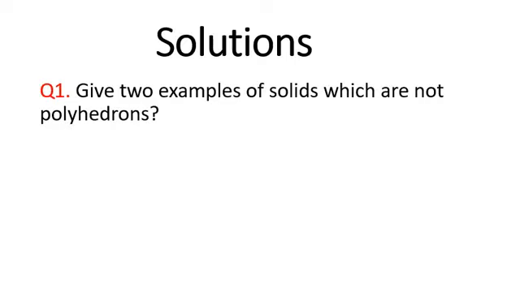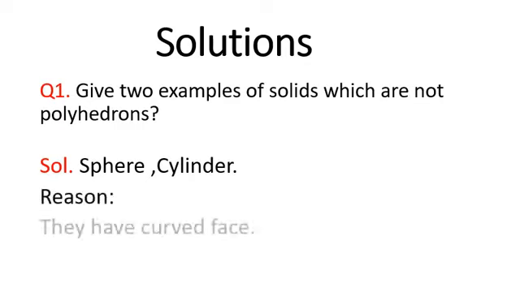So we are supposed to tell 2 examples of solids which are not polyhedrons, or non-polyhedrons. The answer to this question is sphere and cylinder. These are 2 solids which are not polyhedrons. You can include cones also in this. The reason is that they have curved faces. As I told you, polyhedrons are solids with flat faces or flat surfaces. So spheres, cylinders and cones are 3 examples which have curved faces, so they are non-polyhedrons.